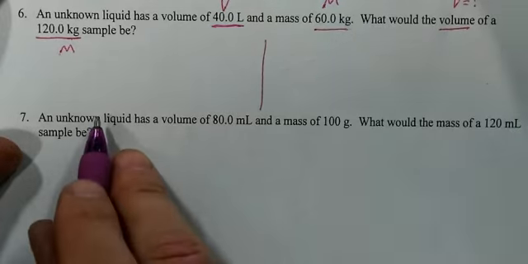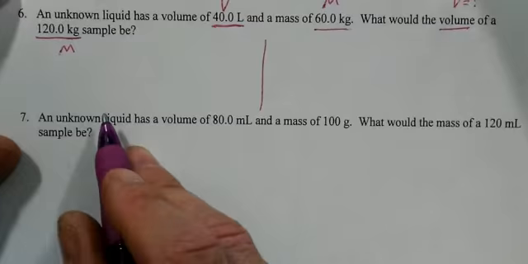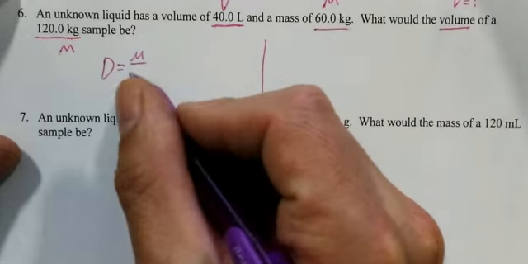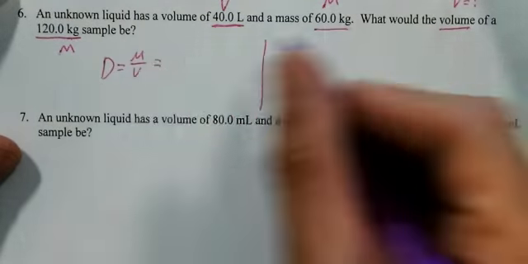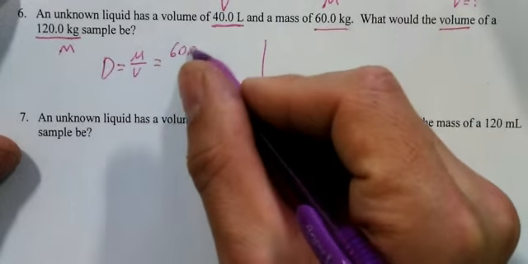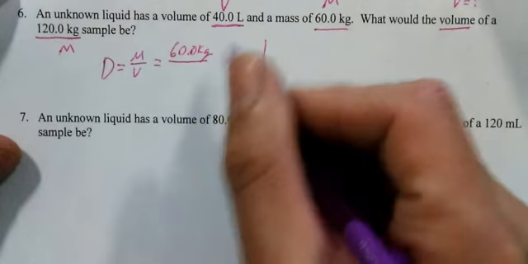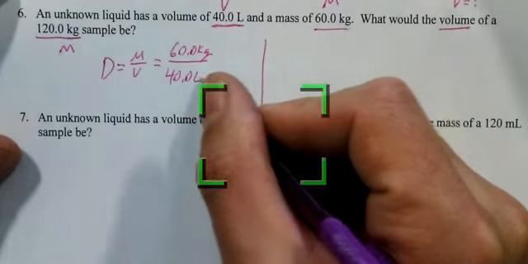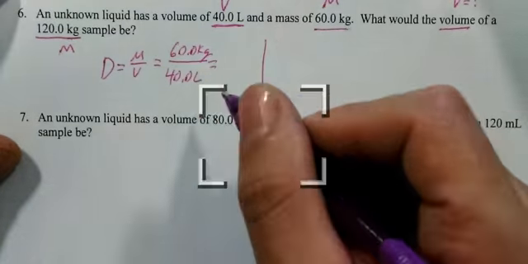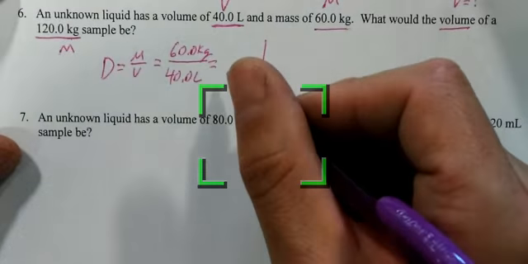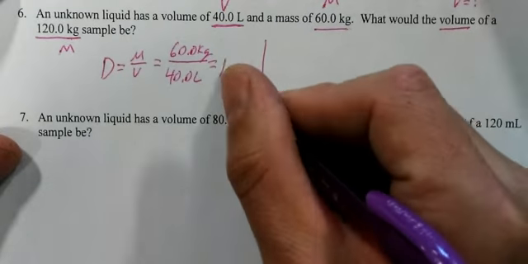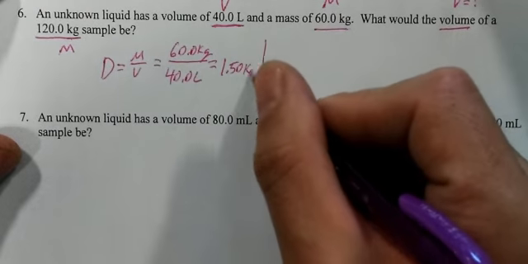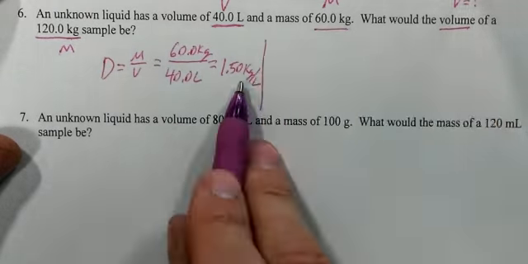This is a two-step problem. You're always going to solve for density in the first part of a two-step problem. Density equals mass over volume equals 60 kilograms over 40 liters. And that's probably 1.50 kilograms per liter, which is the density.